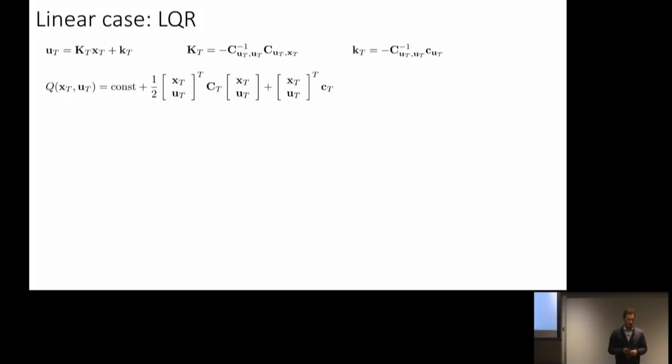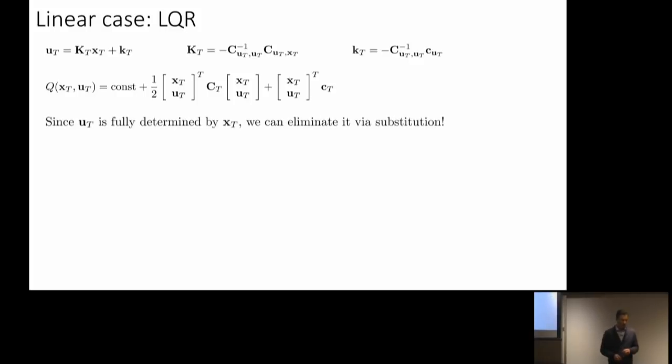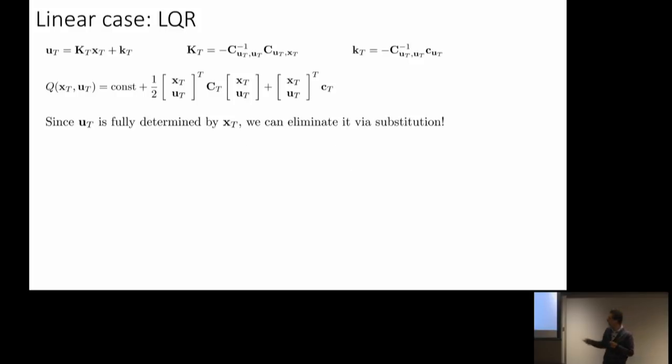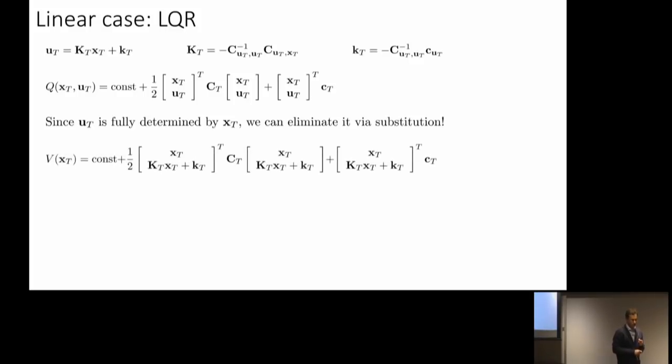So at the last step, our Q function was just the last cost. At the second to last step, this is not going to be quite this simple. At the second to last step, we're going to need to take care of the effect of the u subscript t minus 1 on the last cost and the second to last cost. So what we can do is we can use our equation for u_t over here in terms of x_t to eliminate u_t from the optimization, and that'll actually get us the value function.